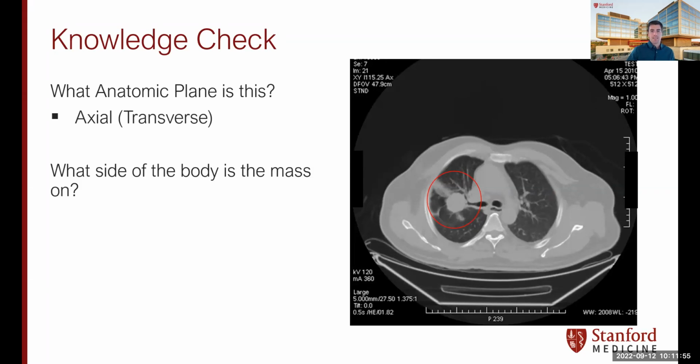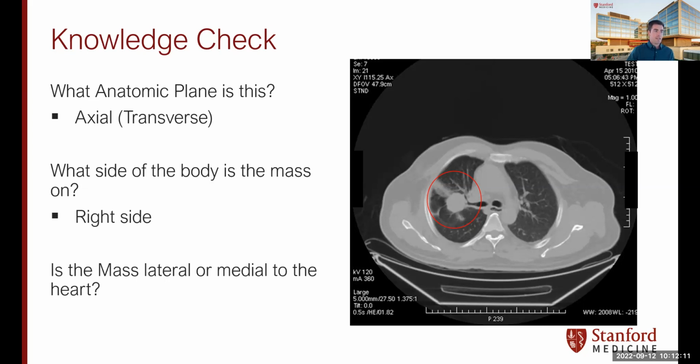What side of the body is the mass on? So this is looking at a big tumor in the lung. Love it. Oh, got it. So remember, right is left, left is right. So this is the right side of the lung. And is the mass lateral or medial to the heart? Yeah. So the heart is right here. It's this sac in the middle with a bunch of blood vessels coming off of it. And so this will be the lateral, so further from center relative to the heart. So the mass is lateral to the heart.